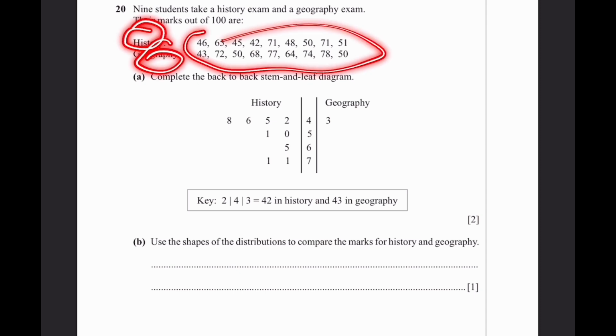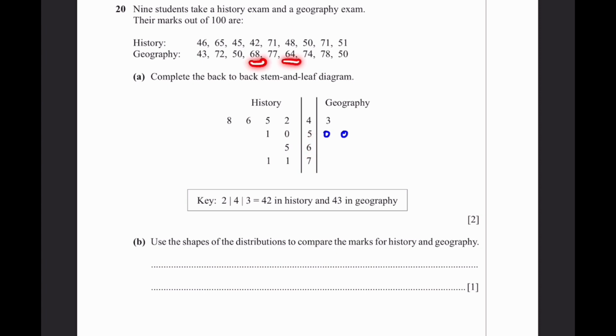Question 20. 9 students take a history exam and a geography exam. The marks out of 100 are given right here, history and geography marks for 9 students. A. Complete the back-to-back stem and leaf diagram. This has been completed for the history marks, but we need to do it for geography marks now. How many of them are 40 something? There's 43. Are there any more? No. Now, what's the first digit? 5. There are 2 of them, which both are 50, which means we put 2 zeros. And then first digit 6, that will be 64, 68.